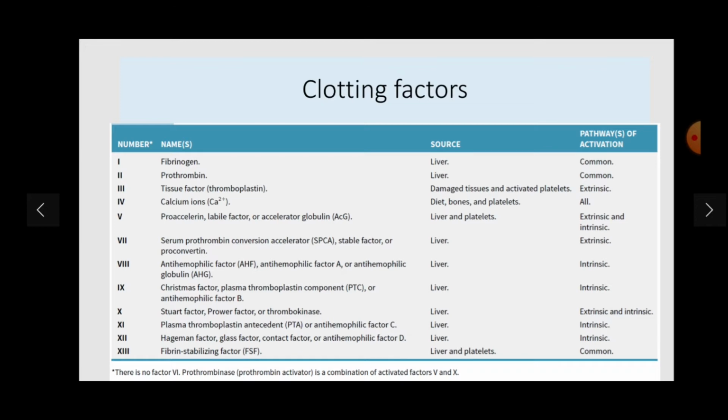Factor 11 and factor 12 are activated when blood comes in contact with negatively charged surfaces or with exposed collagen. In this condition, factor 11 and factor 12 are activated. Factor 12 is known as glass factor because when blood comes in contact with a negatively charged surface such as glass, factor 12 is activated. Factor 13 is known as fibrin stabilizing factor and it stabilizes the fibrin thread.